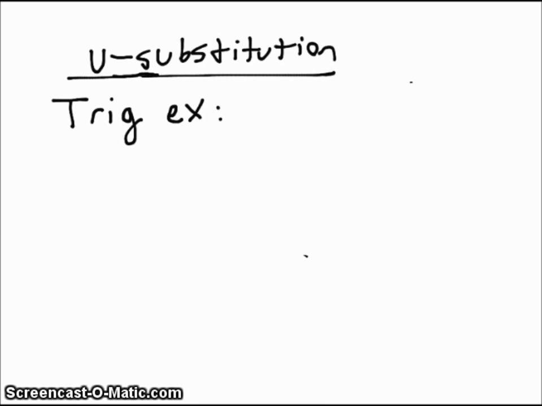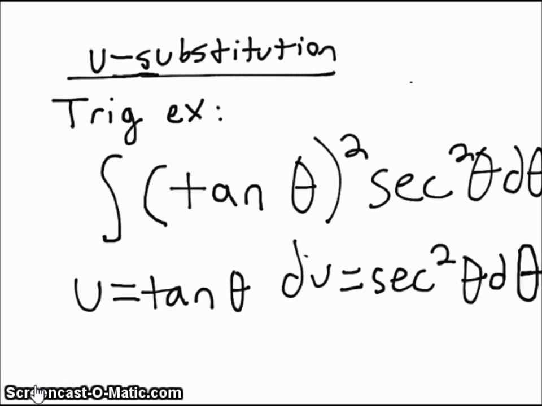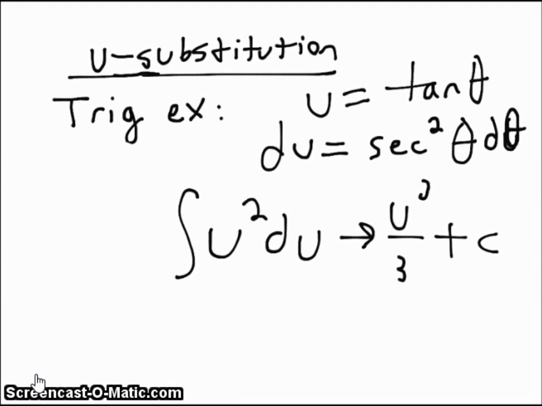So this is an example of u substitution. The problem is the integral of the quantity tangent theta times the secant squared theta d theta. And so for this problem, the tangent theta is replaced by u, and the secant squared of theta d theta is replaced by du. We have u equals tangent theta, and du equals secant squared of theta times d theta.